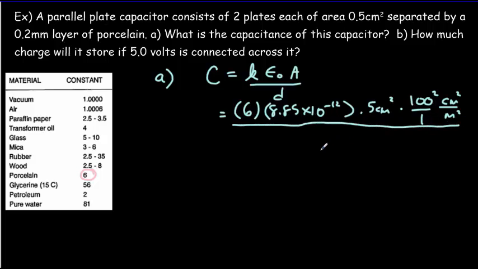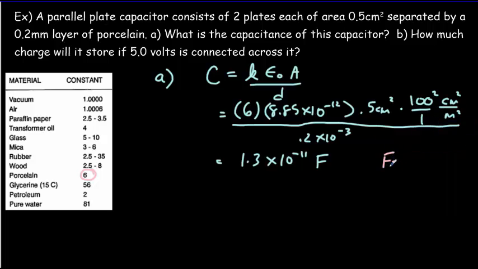Distance between the plates, once again, you've got to use SI units. So that's 0.2 times 10 to the minus 3. Work that out. You should get 1.3 times 10 to the minus 11. And the units there are going to be farads. Farads are really coulombs per volt.